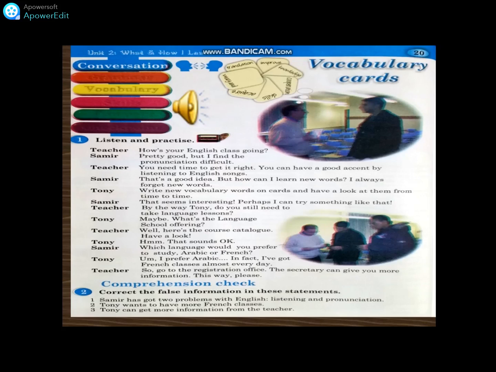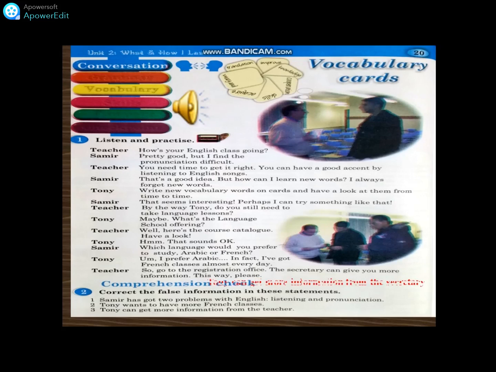Alright, now let's correct. For the first sentence, the correction is going to be like this. Samir has got 1 problem with pronunciation. It is in the text when he says that I find the pronunciation difficult. Alright, let's move to number 2. The correction is Tony wants to have more Arabic classes. In the text we have, which language would you prefer to study, Arabic or French? He said, I prefer Arabic.